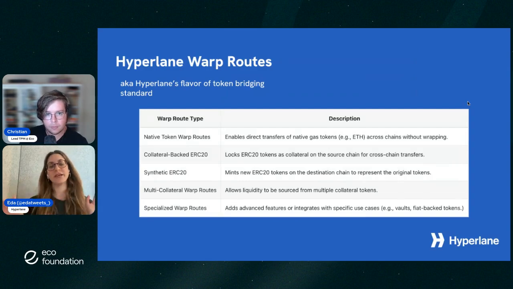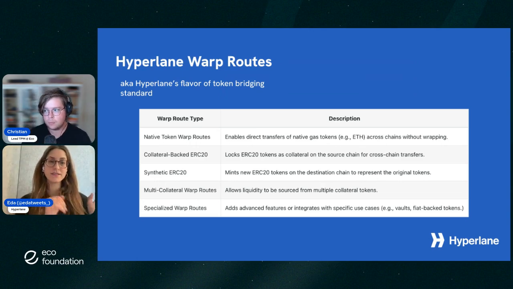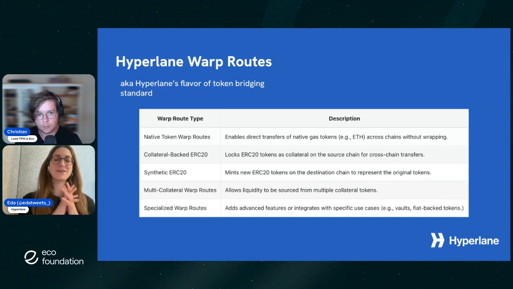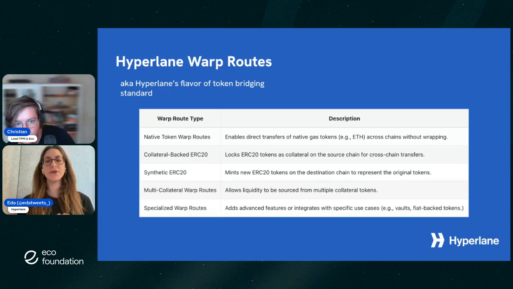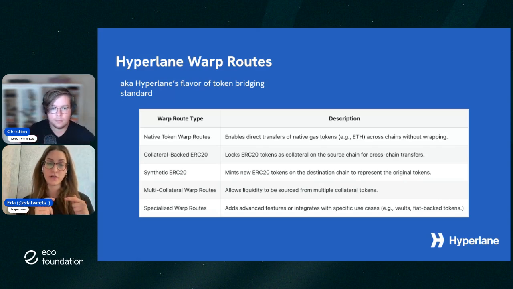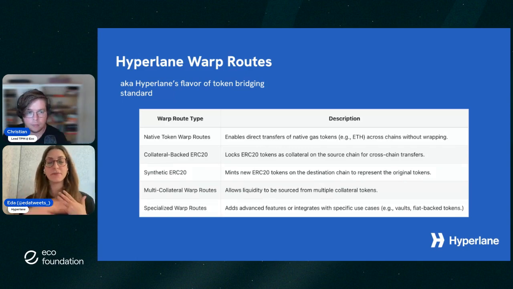Okay, so with that, we can actually move towards Hyperlane Warp Routes. As I mentioned a few times, Warp Routes are Hyperlane's flavor of token bridging. Now, as with the ISMs, they're quite modular, so you can specify the warp route according to which token you're bridging and how you want to have that route.